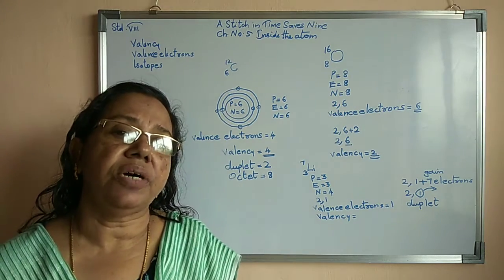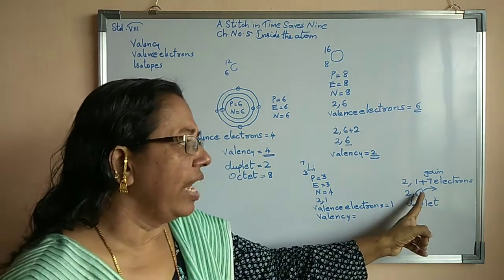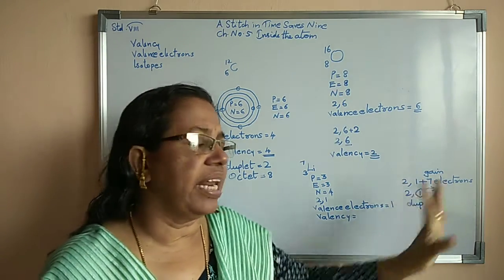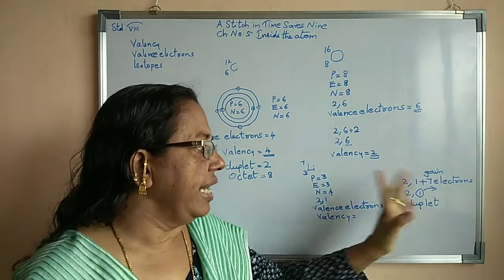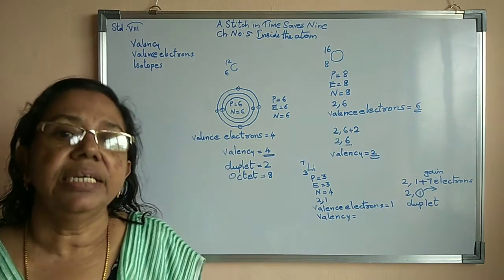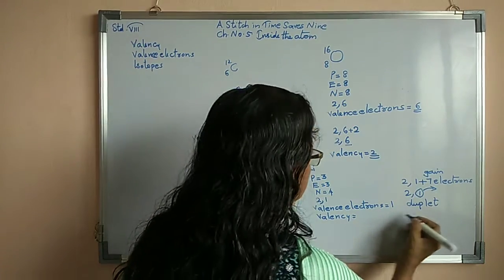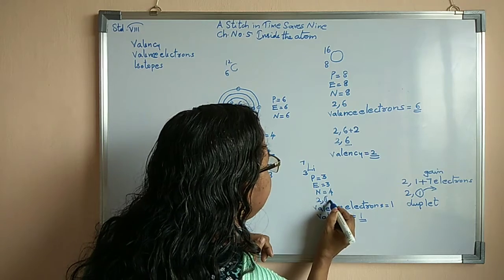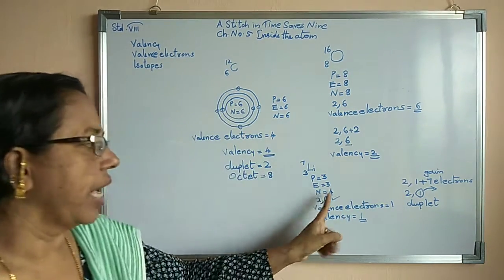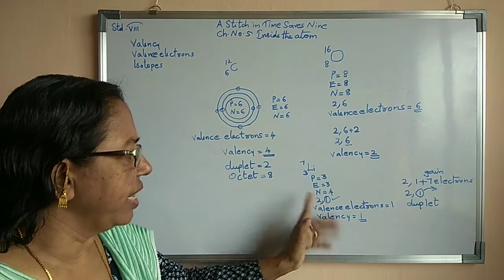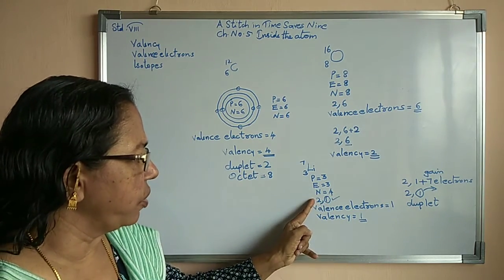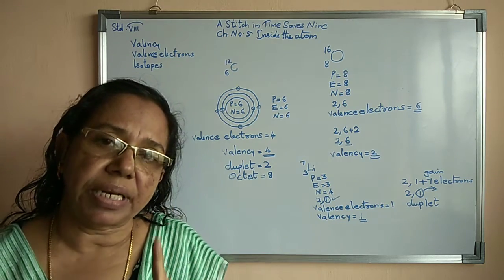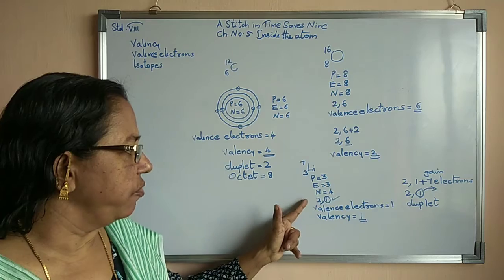So here in case of lithium, removal of 1 electron will be very easy. Gaining of 7 electrons is not easy. Removal of 1 electron is easy. So we can say that the valency of lithium is equal to 1, because this electron it will give to any other atom. As a result, this 1 electron will go away. Then the first orbit only will be there. The first orbit will have 2 electrons. First orbit can have maximum 2. That will be with this.